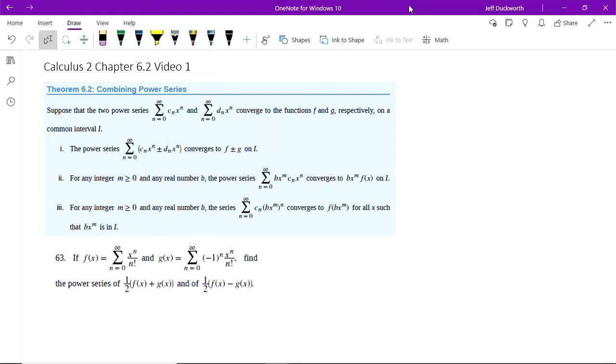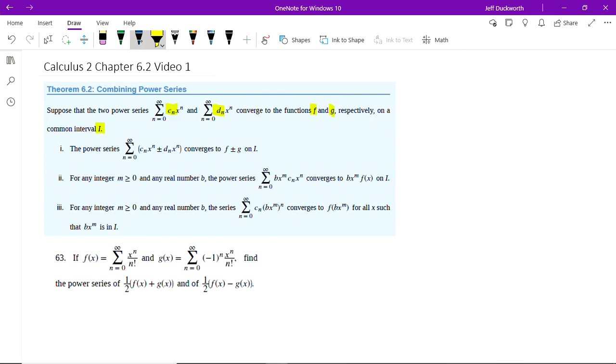All right, so we're going to use this combining power series theorem to try to eventually combine power series. They give you some setup here. Suppose that two power series are of this form. We have the sum of c_n x^n and the sum of d_n x^n, and they converge to the functions f and g respectively. Respectively means in the same order. So the first one is going to go to f, the second one is going to go to g, and it's going to be on some common interval I.